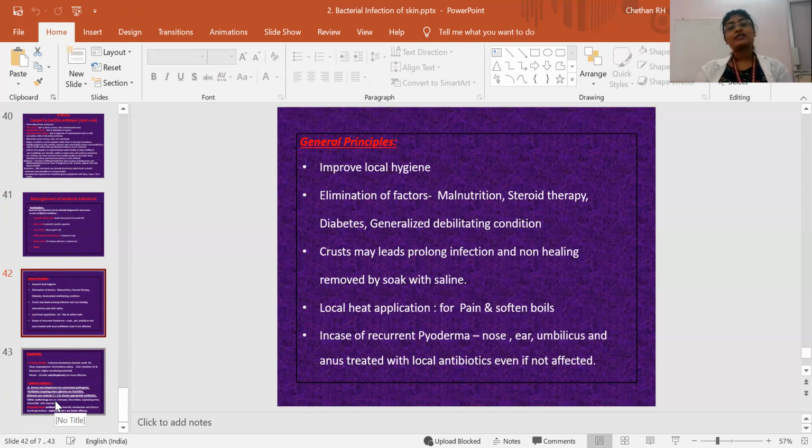In case of recurrent pyoderma, the nose, ear, umbilicus, and anus can be treated with local antibiotics like mupirocin, even if not affected. As a prophylactic measure, wherever a patient comes with recurrent pyoderma, you can ask them to apply a topical antibiotic over the nose, ears, umbilicus, and anus. So that's a prophylactic measure.